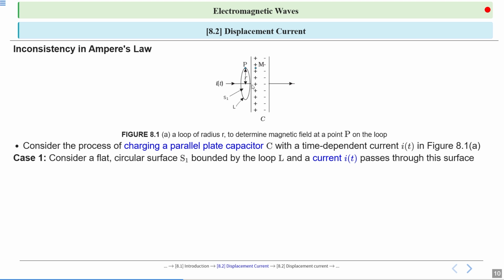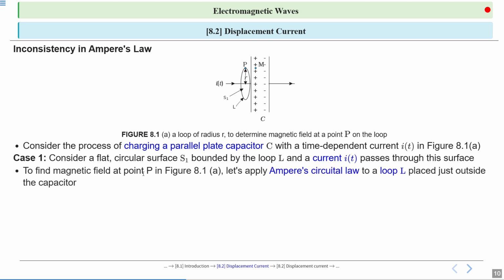The current I(t) is passing through that loop or surface. To find the magnetic field at point P in figure 8.1a, let's apply Ampere's circuital law. What is Ampere's circuital law? Closed integral of B dot dl is equal to mu naught times the current flowing through that loop. So the magnetic field along this loop, at this point P, we can write as the closed integral of B dot dl, where B is the magnetic field at point P and dl is the small element we have taken.